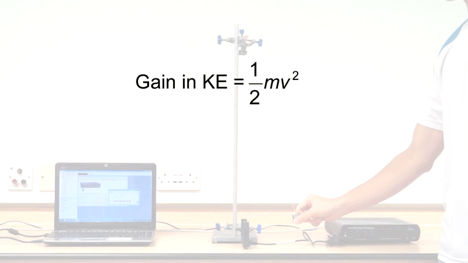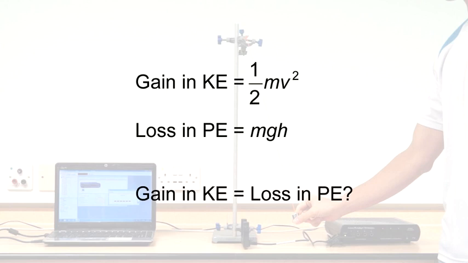Calculate the kinetic energy of the weight when it is at the lowest position. Then calculate the loss in potential energy when the weight moves from the highest to the lowest position. Is the kinetic energy that the weight gains equal to the potential energy that it loses?